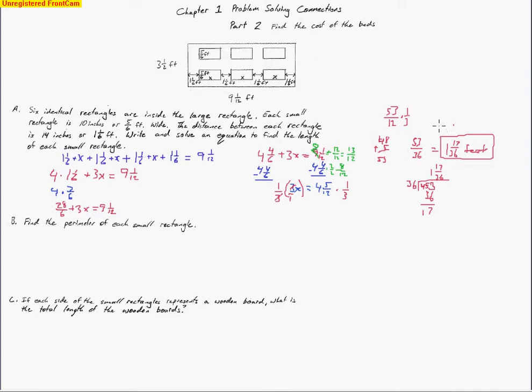So moving on to the next one, it says to find the perimeter of each small rectangle. So now what we want to do is we're breaking this into parts. Again, eventually we want to find out how much wood we need to be able to build these. So now we found the length x here. So now we're going to find the perimeter.